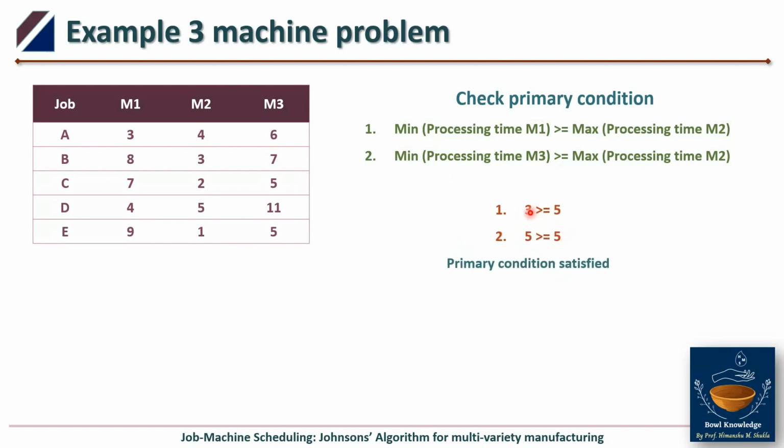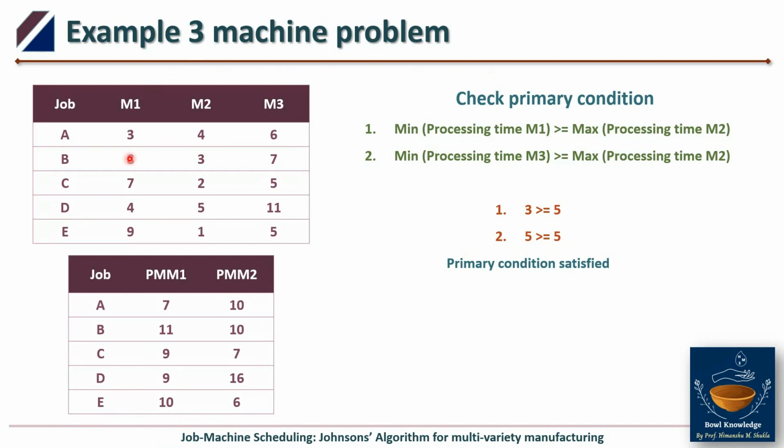See, first condition: 3 is greater than or equal to 5, wrong. But second condition: 5 is greater than or equal to 5. So this primary condition gets satisfied. Once it gets satisfied, we will convert our 3 machine problem into a 2 machine problem. How did we get the values of PMM1? M1 plus M2. See, 3 plus 4 is 7, 8 plus 3 is 11, 7 plus 2 is 9, 4 plus 5 is 9, 9 plus 1 is 10. And how did we get the values for PMM2? Last 2 columns: 4 plus 6 is 10, 3 plus 7 is 10, 2 plus 5 is 7, 5 plus 11 is 16, 1 plus 5 is 6.